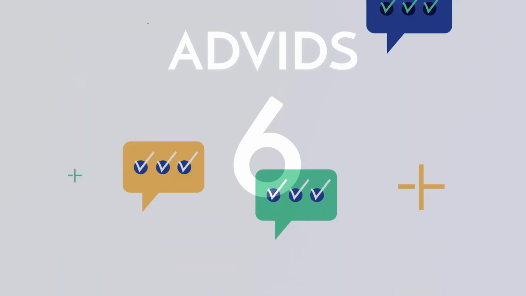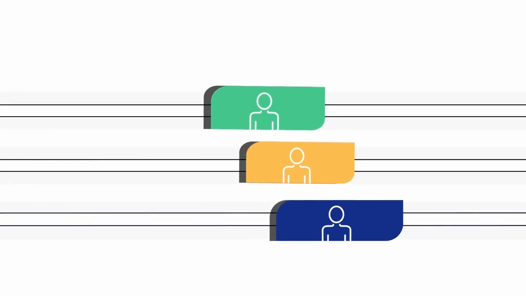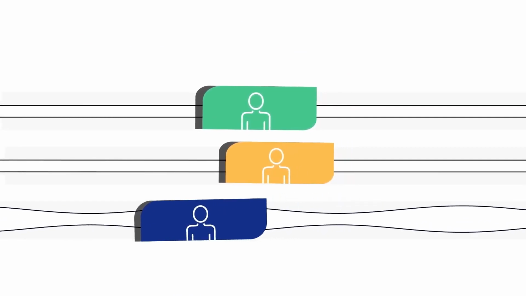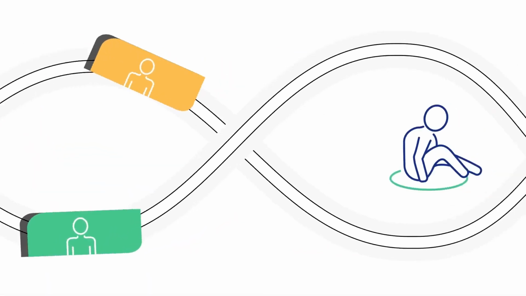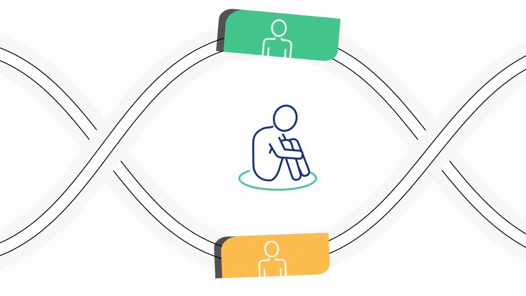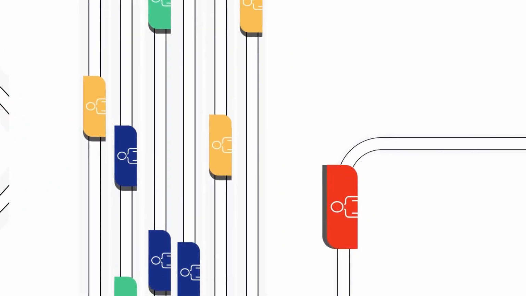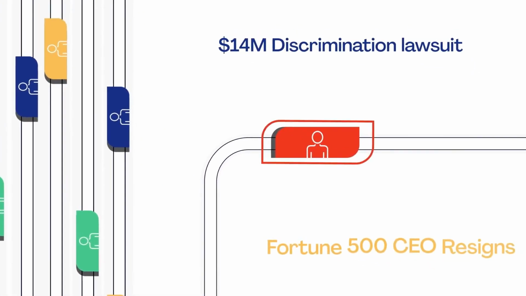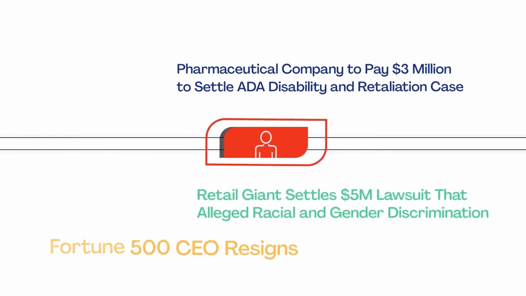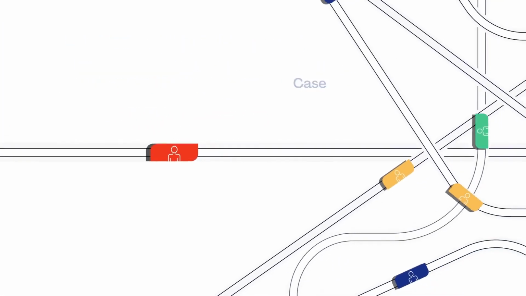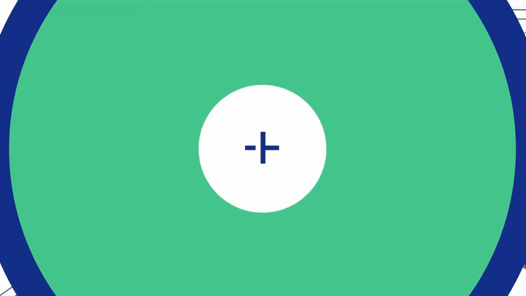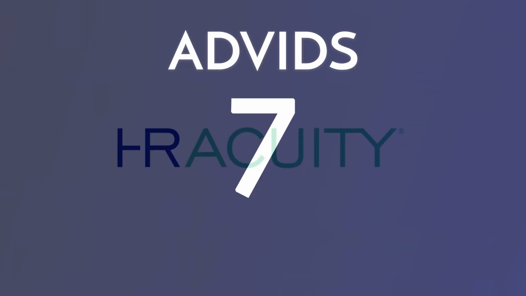People are human and things happen at work. What happens when an employee doesn't feel safe because they are being mistreated? How many cases of harassment and discrimination do you have in your organization? And most importantly, what are you doing about it? HR Acuity is the brand.